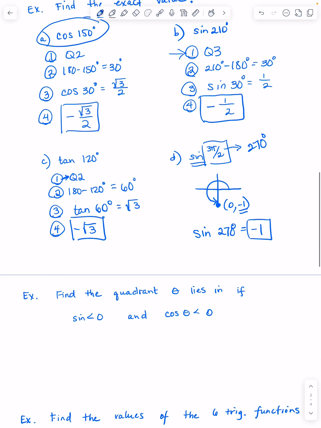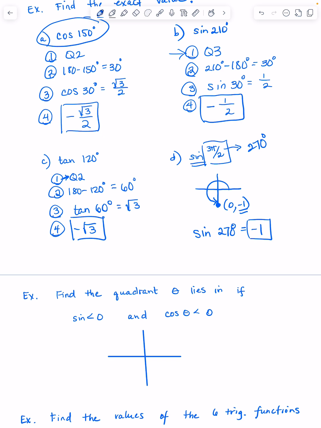All right, I'm going to keep working. So these are just example problems from what your homework looks like. It says to find the quadrant that theta lies in if given these conditions. All right, so this is just really a matter of deductive reasoning and practicing, recognizing whether your final answer is going to be positive or negative.